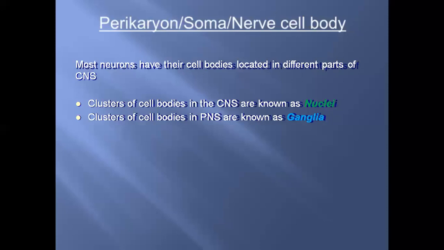Clusters of cell bodies within the CNS are called nuclei, while clusters of cell bodies within the PNS are called ganglia. So there's a difference between nuclei and ganglia. Nuclei are clusters of cell bodies in the central nervous system, while clusters of cell bodies in the peripheral nervous system are known as ganglia.